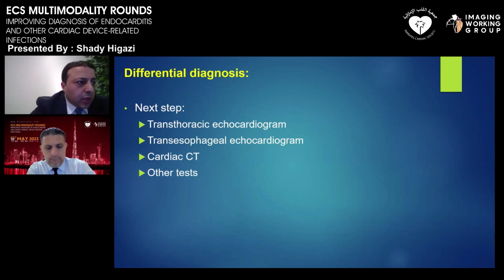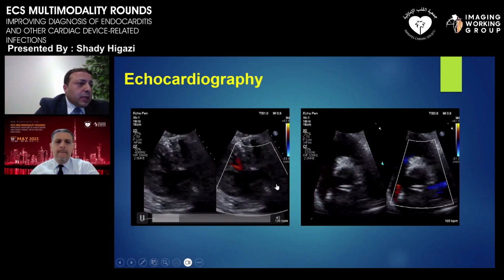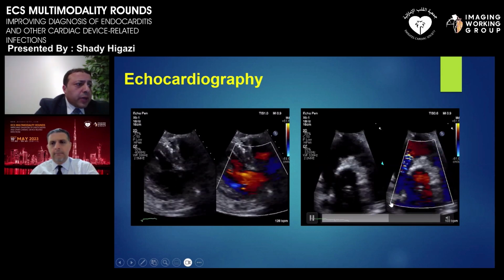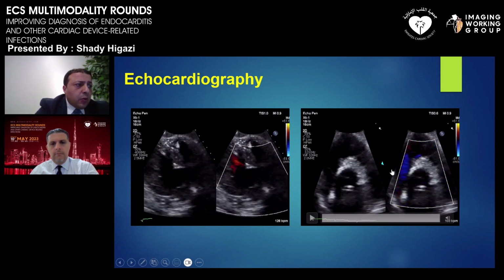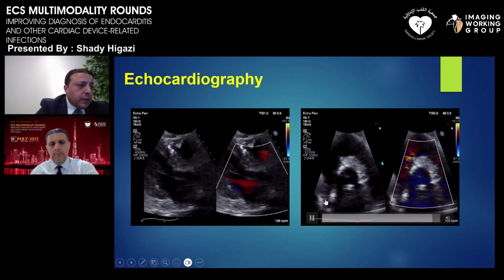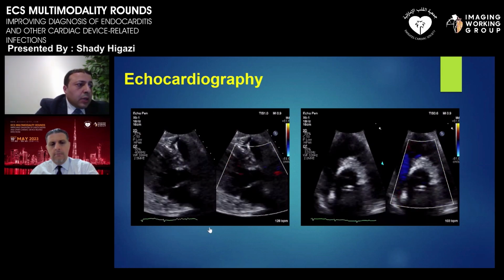So we decided to use different modalities to confirm this diagnosis, which we usually start with transthoracic echo. The transthoracic echocardiography was not so impressive and just showed a well-seated prosthetic valve with mild concentric LVH, and didn't show any vegetation with this imaging modality.